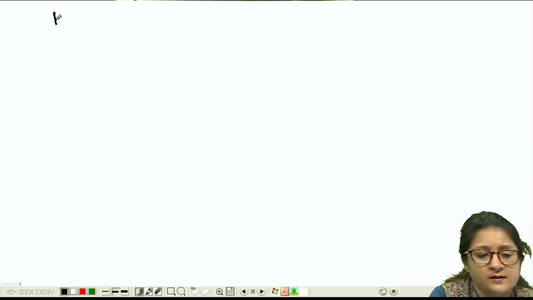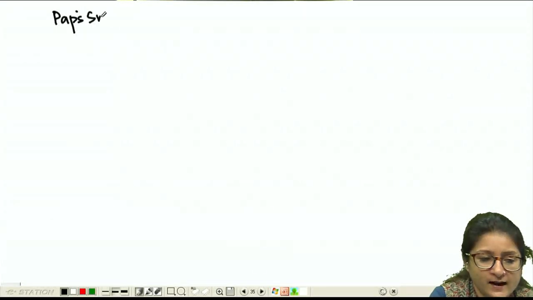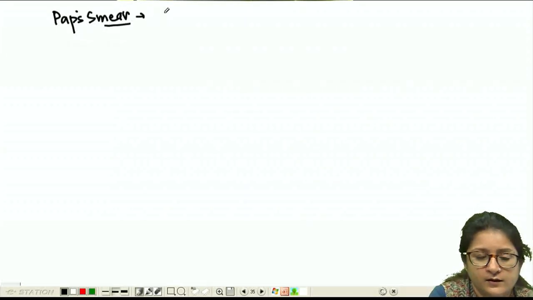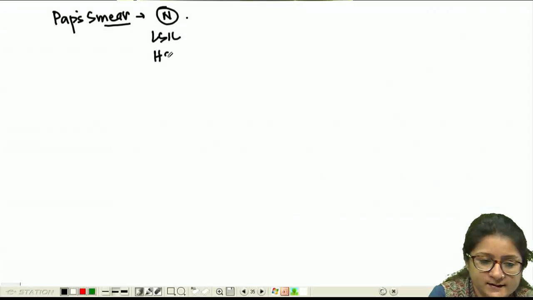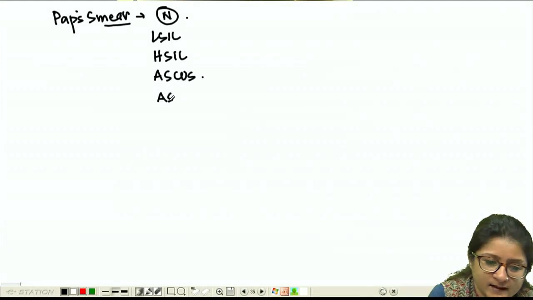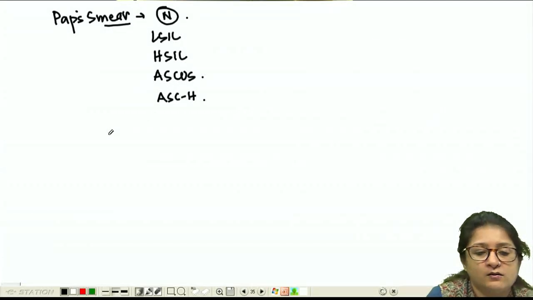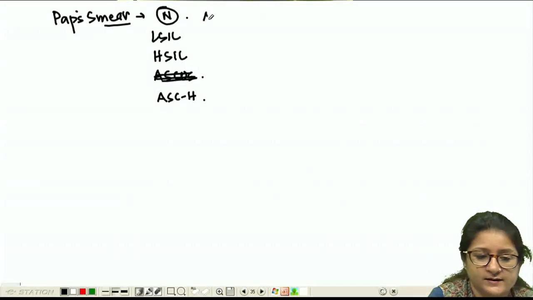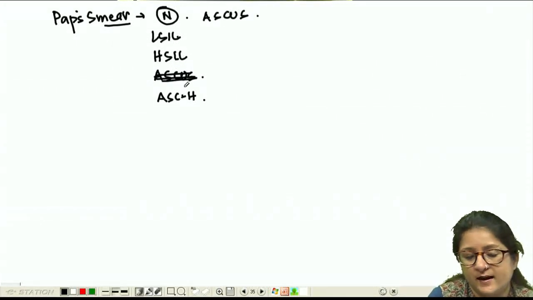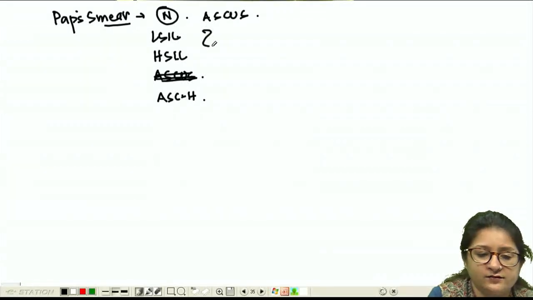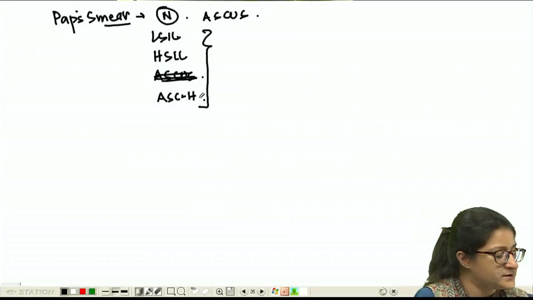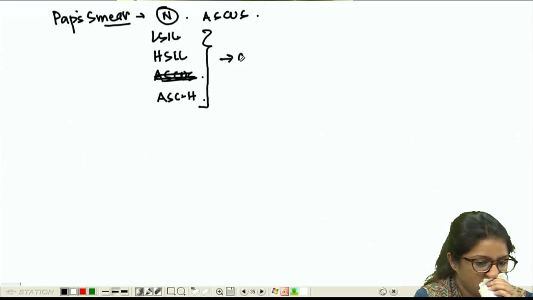the pap smear. The pap smear report can be normal, it can be LSIL, it can be HSIL, it can be ASCUS or ASC-H. Alright, now I'll just write it a little bit differently. ASCUS I should write here, ASCUS, and LSIL, HSIL and ASC-H. So if there is any abnormality in pap smear, they should go for a colposcopy.